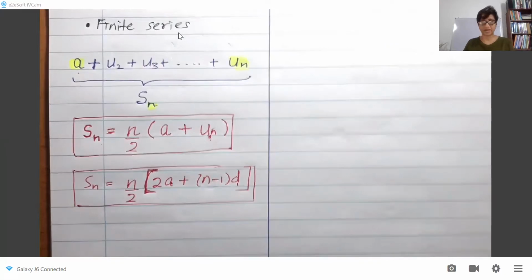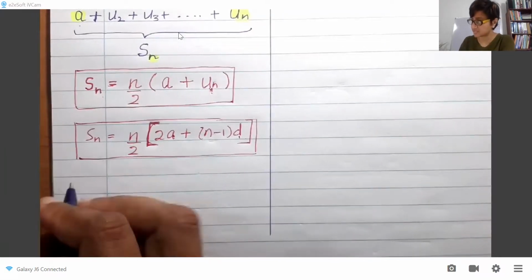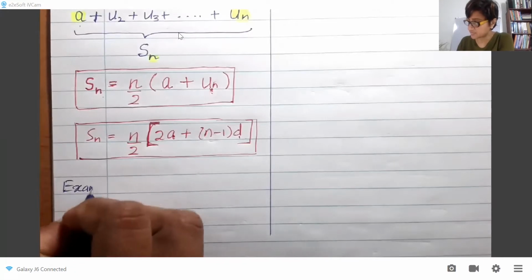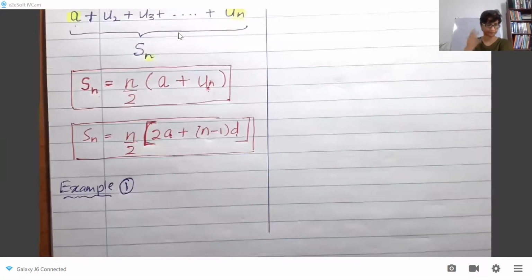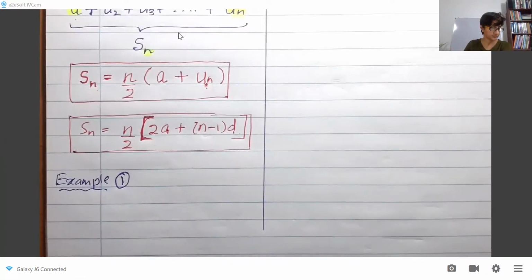Right, we'll do a little example under this. Because I mean, we've been just writing. Let's do a little computation example. Example number 1. I will give you 2. Right. Find the sum of the first 20 terms of the sequence. Find the sum of the first 20 terms of the sequence.